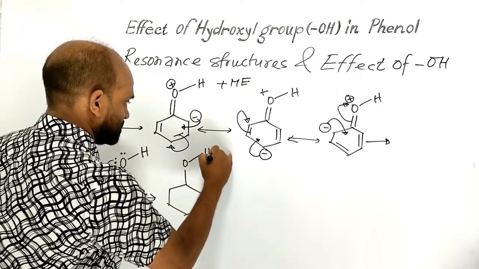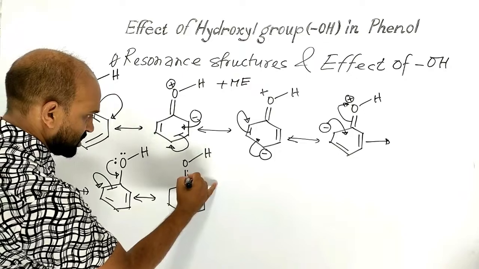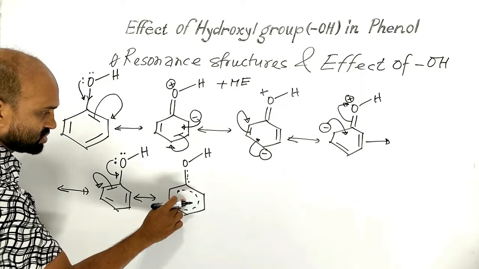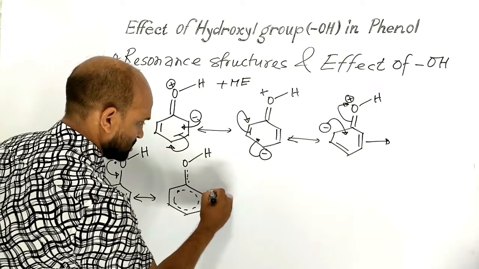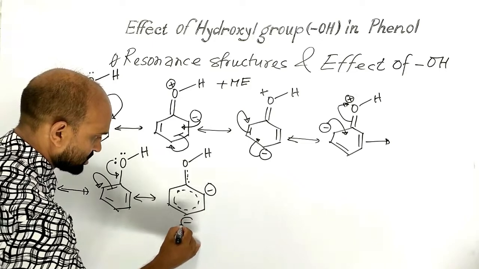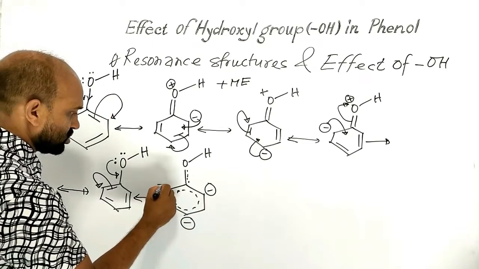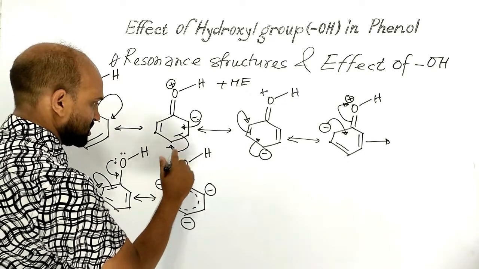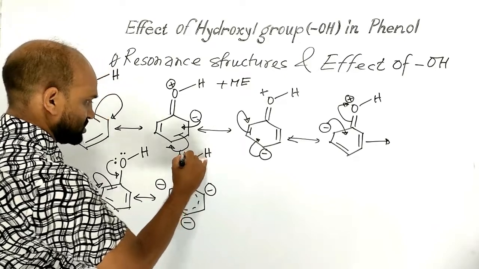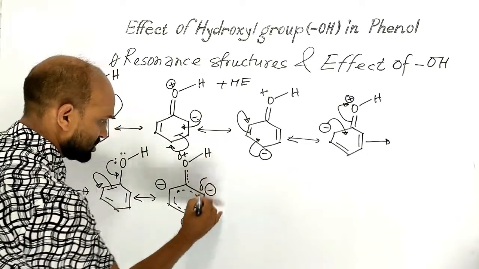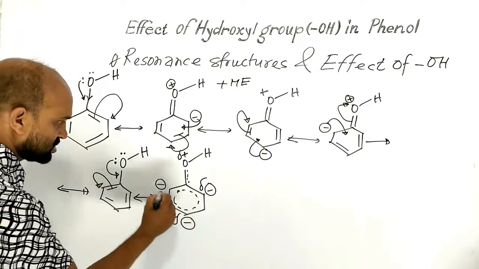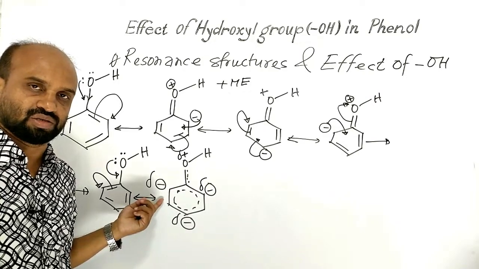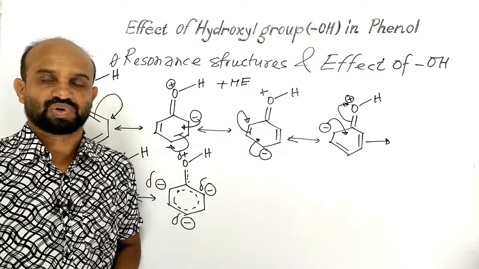oxygen and here hydrogen, partially double bond, here partially movement of electrons, and this is negative charge, para carbon gets negative charge, and this ortho carbon gets negatively charged, and this oxygen gets partially positively charged, this carbon partially negatively charged. Similarly, this carbon becomes partially negatively charged. This is resonance hybrid of phenol.